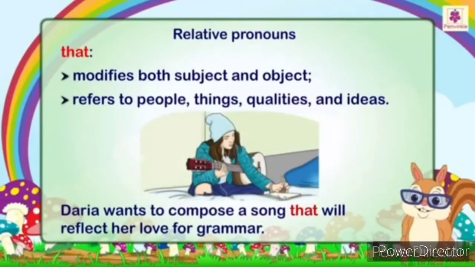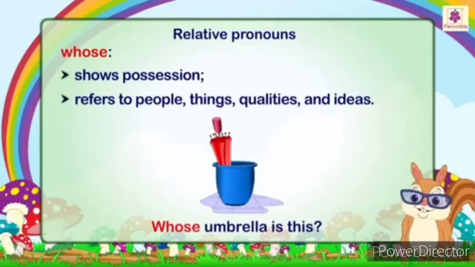The relative pronoun that modifies both subject and object. It refers to people, things, qualities, and ideas. For example, Daria wants to compose a song that will reflect her love for grammar. The relative pronoun whose is used to show possession, and it refers to people, things, qualities, and ideas. For example, whose umbrella is this?